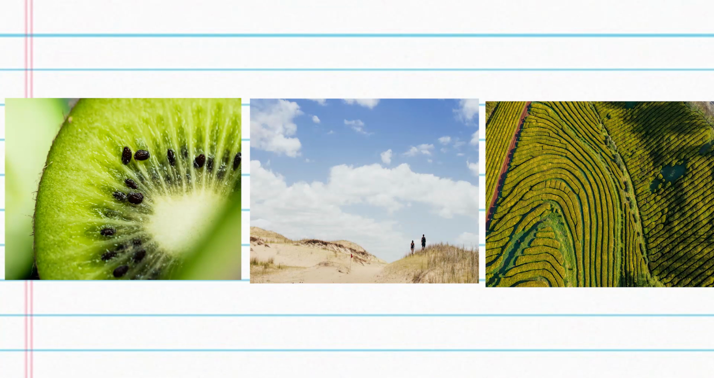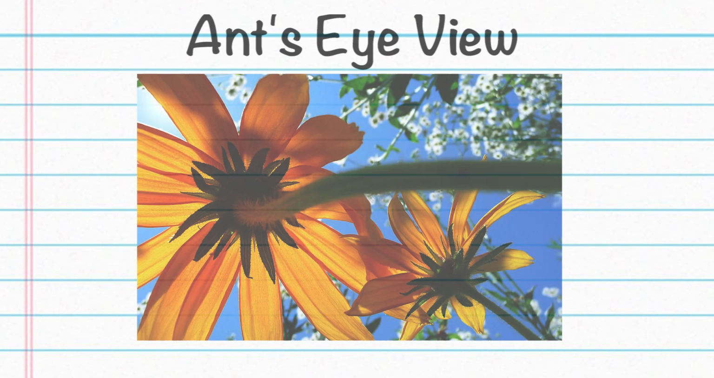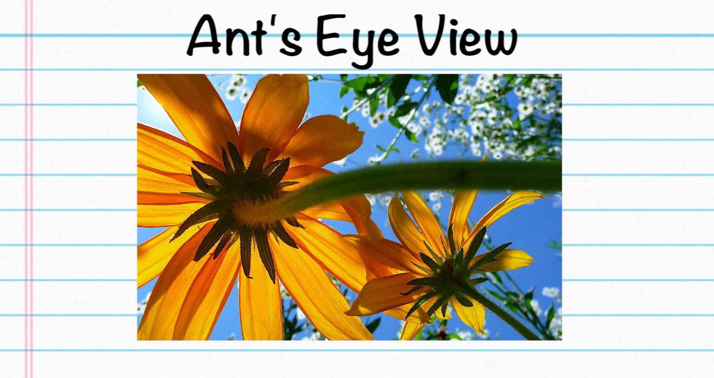The way that objects are seen depends on who is looking at them. For example, an ant is going to see most of the objects in your room as gigantic, even though they probably look small to you.